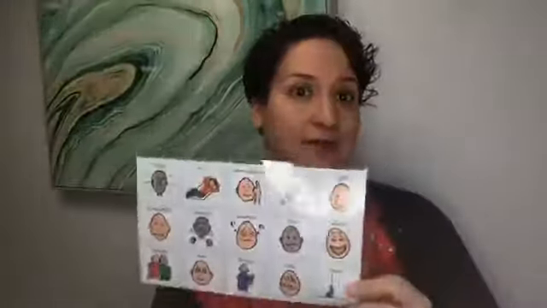So things like happy, angry, confused, friendly. And again, if your child is not at this level to handle understanding all of these, you can just start with 1 or 2 or 3 and help them identify it that way.